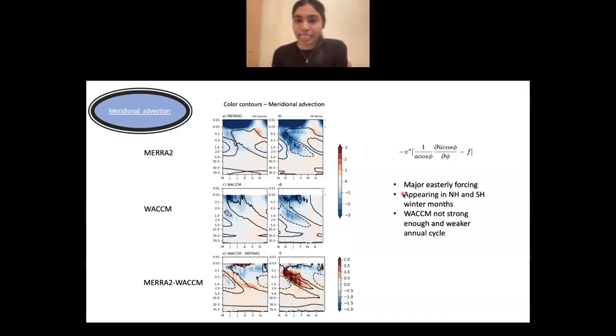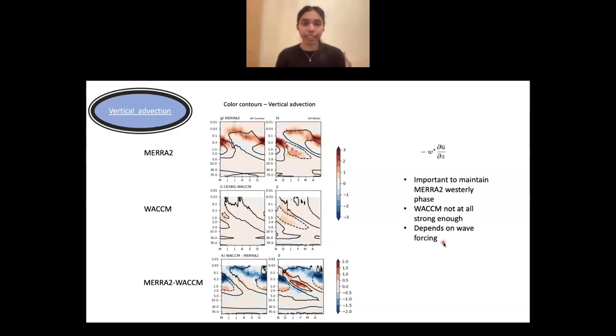So basically we have meridional advection, which gives one of the major easterly forcings, and it appears in the northern hemisphere and southern hemisphere winter months. And in vacuum the timing is correct, but the magnitude is not strong enough. Now we will move on to the vertical advection.